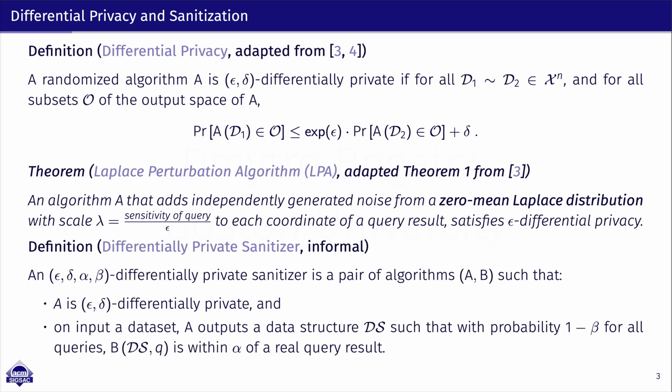Finally, we'll make use of differentially private sanitizers. A sanitizer is a pair of algorithms with a couple of properties. Algorithm A is differentially private by itself, and A can output a certain auxiliary structure DS such that the counterpart algorithm B will use it to answer a query with a result that is alpha close to the real one.